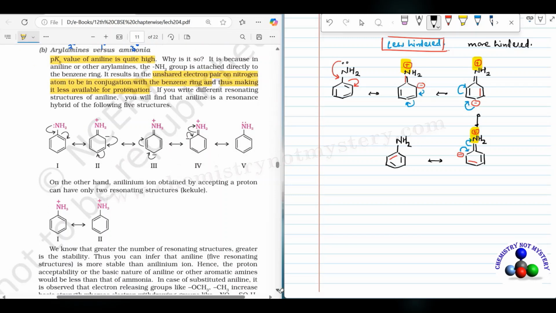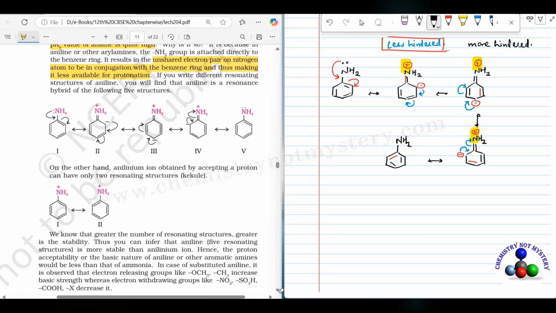Now let's read from the book. On the other hand, anilinium ion obtained by accepting a proton can have only two resonating structures. Now let's write the equation when aniline donates a pair of electrons to a proton. So this is benzene. It is bonded to NH2, so it becomes aniline. Now when this aniline reacts with protons, nitrogen donates a pair of electrons to the proton and accepts it, and thus it forms anilinium ion.